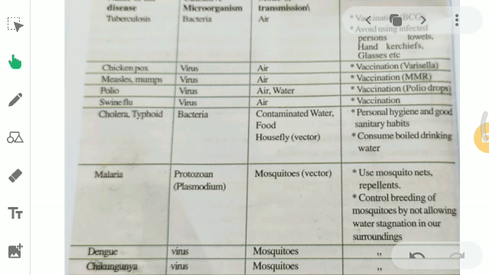Next one, which diseases can be prevented by vaccination? Tuberculosis can be prevented by vaccination. Next are chickenpox, measles, mumps, polio, and swine flu. All these diseases can be controlled by vaccination.